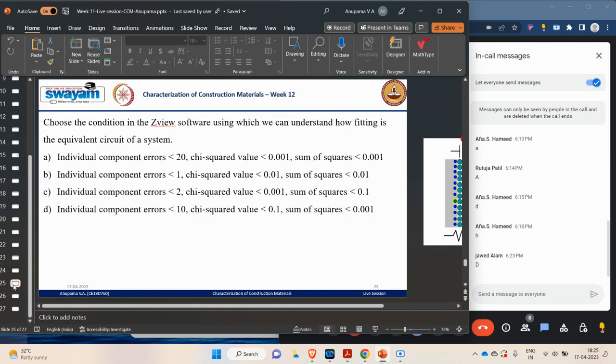Now, choose a condition in the ZView software using which we can understand how well the equivalent circuit fits a system. While using the ZView software, we have to arrange certain parameters in such a way that we get a proper circuit of the system.